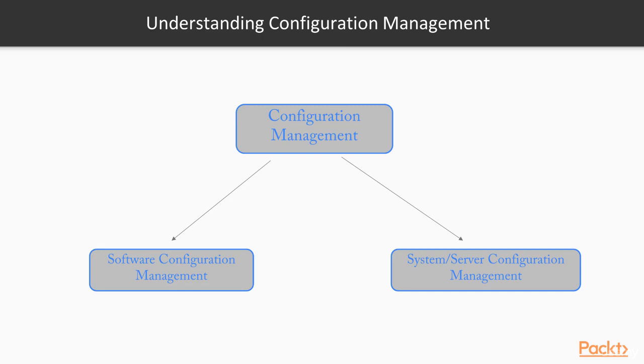The first one is software configuration management, which involves management and automation of application development. This process involves a software project and is out of scope for the purpose of this course. Another type of configuration management is system or server configuration management, which involves configuration and management of server infrastructure through automation. In this course, our focus will be on server configuration management.